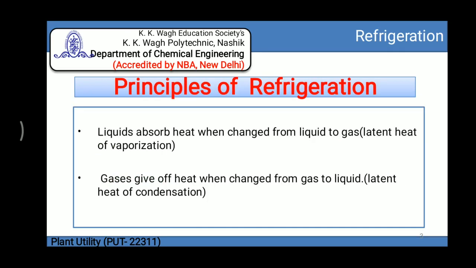The main principles of refrigeration are: when a liquid is changing to the gaseous phase, heat is absorbed, and this is known as latent heat of vaporization. And when a gas is changing to the liquid phase, heat is evolved, and this is known as latent heat of condensation.